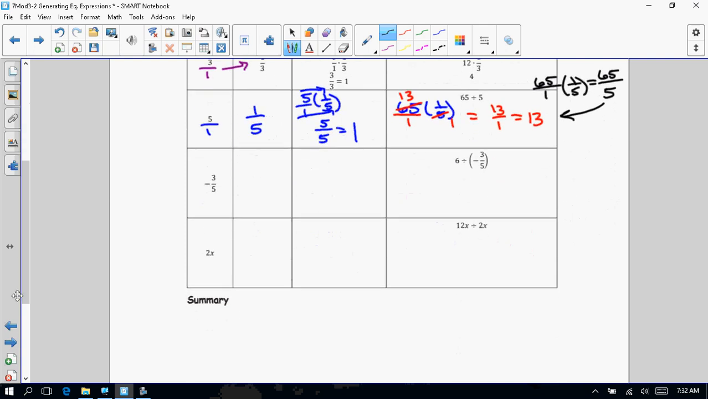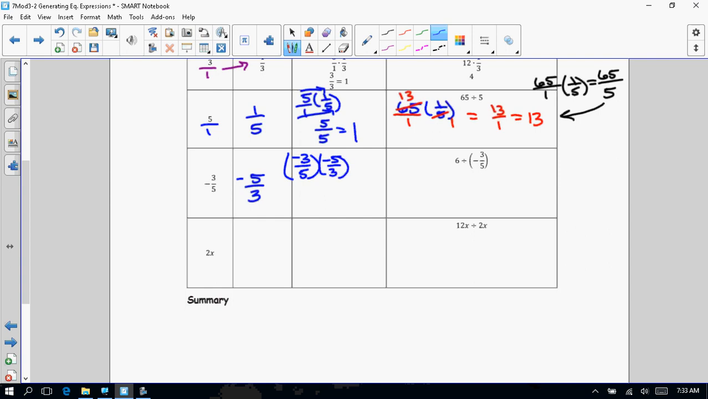It is already a fraction, so all I have to do is flip it. What is the multiplicative inverse of -3/5? It is -5/3. Okay, just take it and flip it. Let's see if it actually is the multiplicative inverse. So let's take -3/5 and multiply it by -5/3.